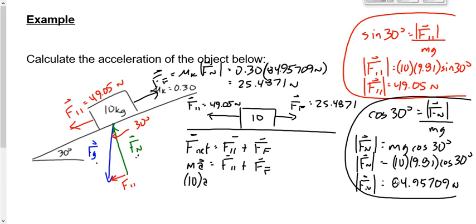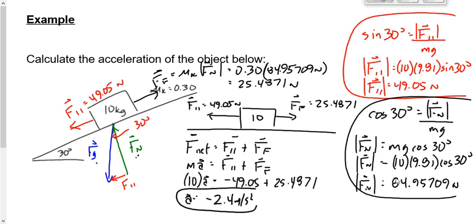M is 10. A is what we're looking for. F parallel is negative 49.05, and FF is positive 25.4871. When we combine those terms on the right-hand side, then divide it by 10, we get negative 2.4 meters per second squared.